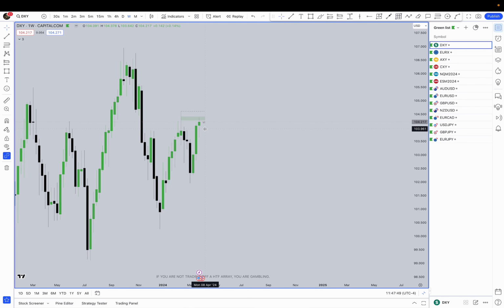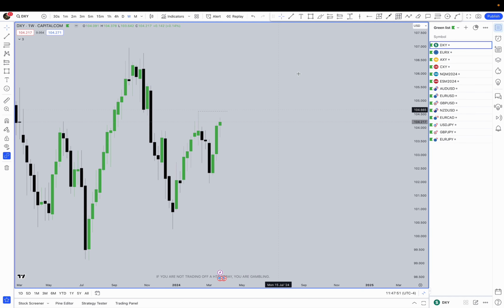I'm going to remove the daily PD arrays. Look at what we just created. We created a big weekly fair value gap. So if you're anticipating higher prices, you think this high will be violated, this high will be traded into, this could be a nice point where you can go to a lower time frame to hunt for longs. So we can anticipate a low of the week from here.